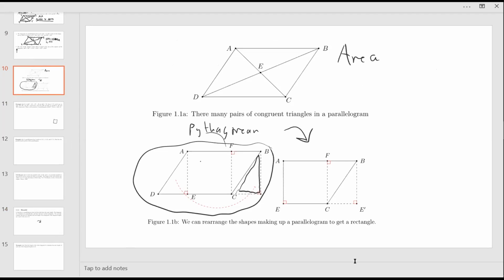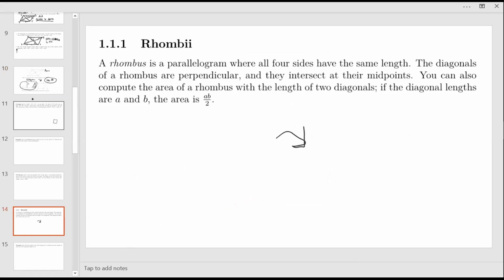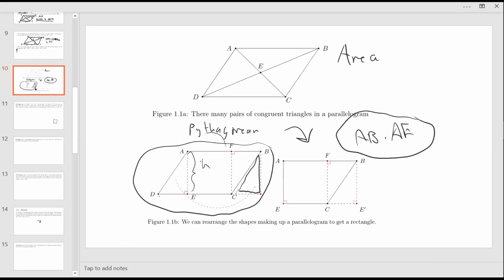Now, if you remember how to find the area of a rectangle, it's just the product of two adjacent sides, so the base times the height. The base of this rectangle is AB, and the height is just AE. So the area of this parallelogram is just AB times AE. So in general, for a parallelogram, we call AE the height, and we denote it by H, and we call AB the base, similar to a rectangle.